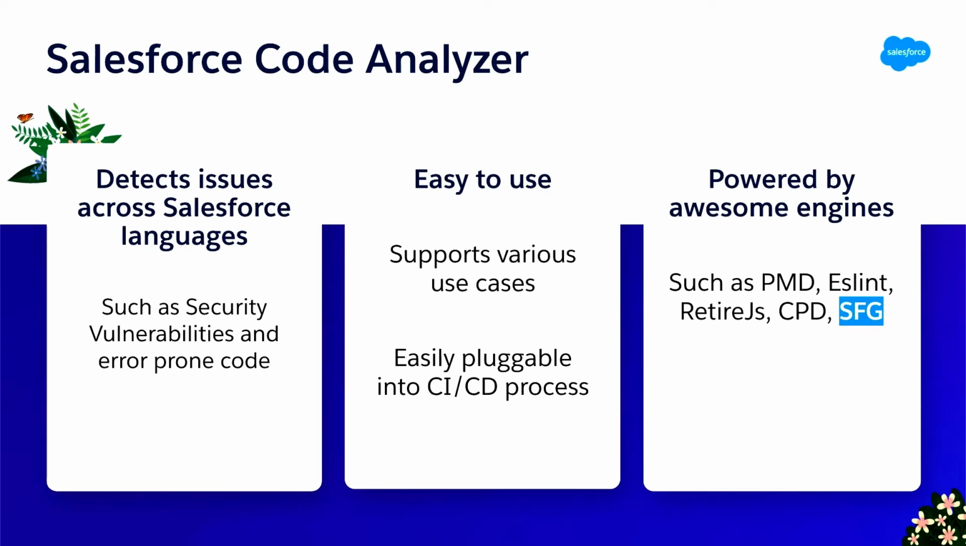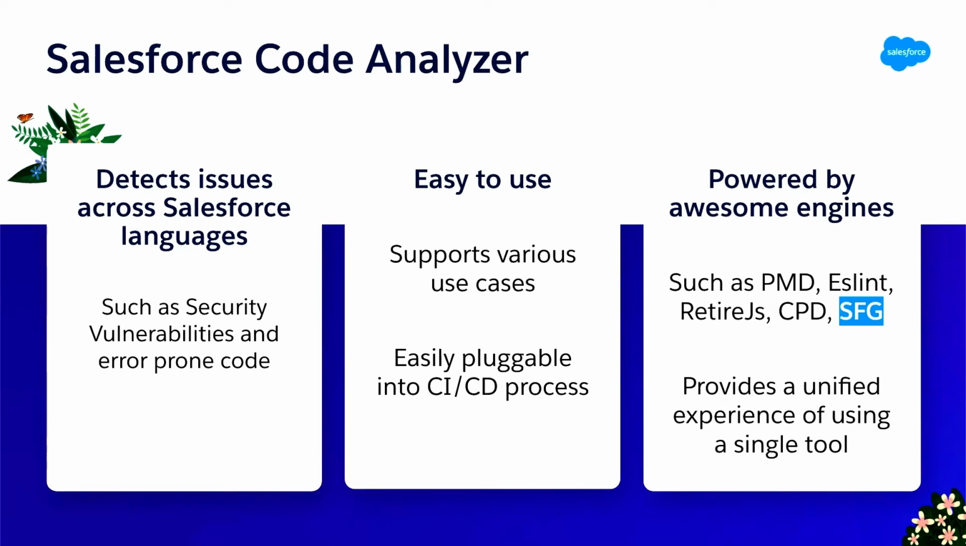And then there is another engine, SFGE. I'll be talking about that. So what is the value from Salesforce Code Analyzer with all of this? Even though it's using all of these different tools in the backend, it still gives an experience of using a single tool. So we don't have the hassle of setting up all these different plugins, all these different tools. Instead, it's a single installation, single run, single output. All the different formats are squashed together. We have a single format to deal with. It just makes everything easier.